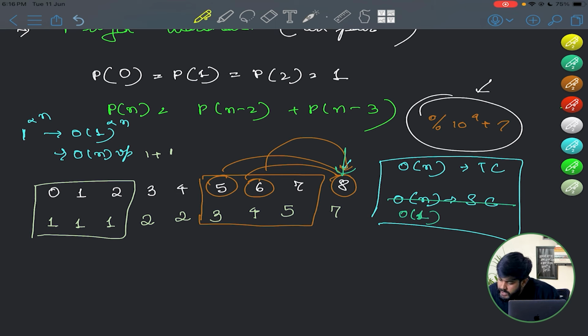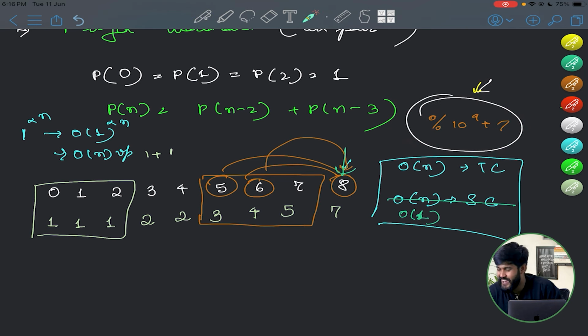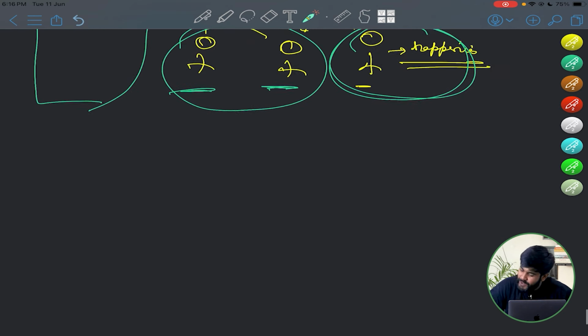Okay. Now the very next thing apart from this is what I told was this: as the answer can be very large, compute it modulo 10 to the power 9 plus 7. Now what the heck is this? Let's see what the heck this is.